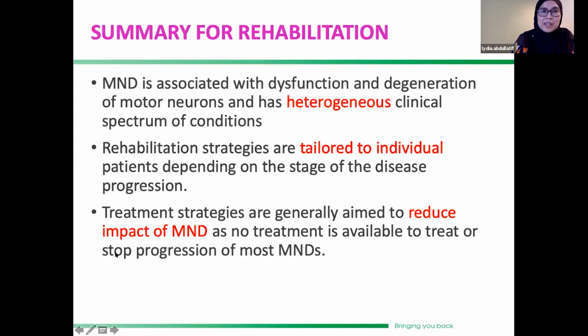Okay. So to summarize, we know that MND is associated with dysfunction of the motor neurons and is a very heterogeneous clinical spectrum. Rehabilitation strategies are tailored to the individual depending on the stage, the 6 stages, and treatment strategies are generally aimed to reduce the impact of the MND. That means to help with the impairment, care, and to maintain quality of life.